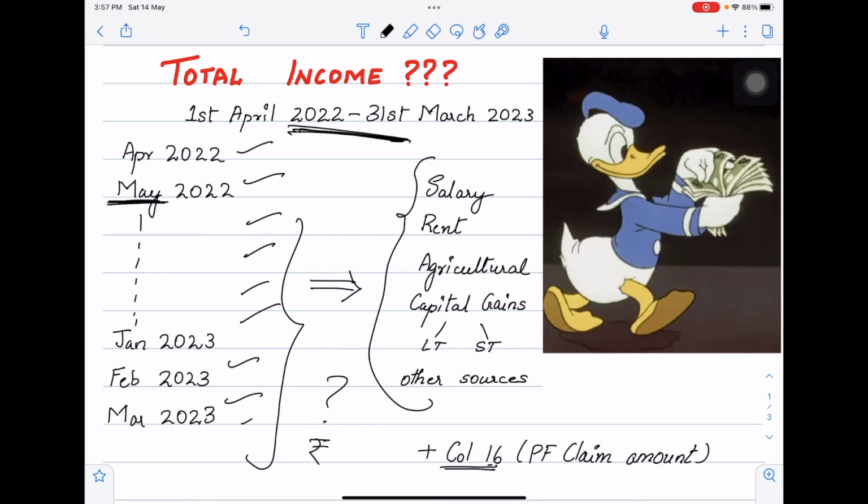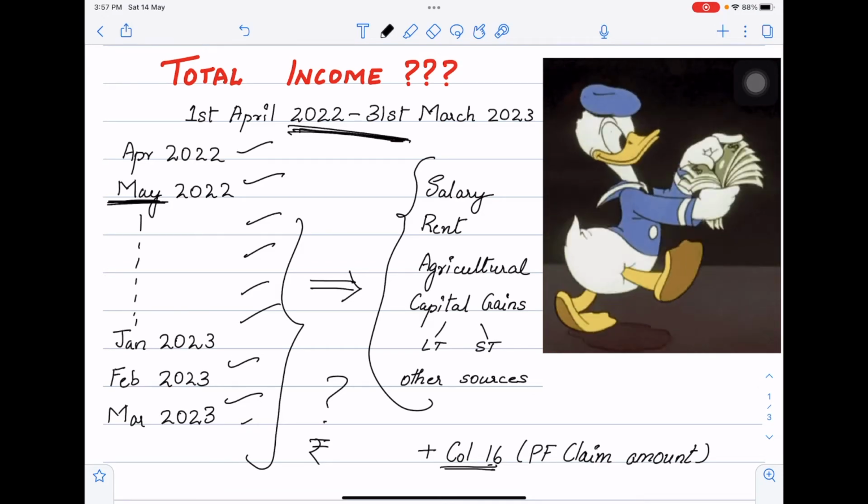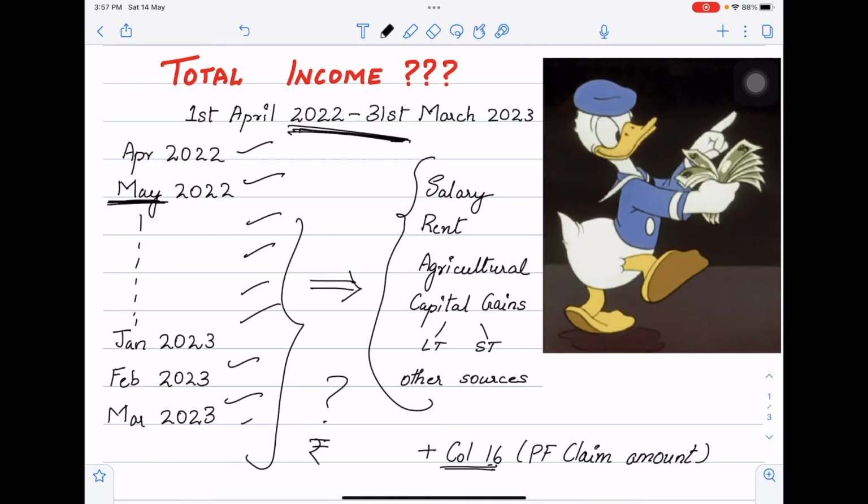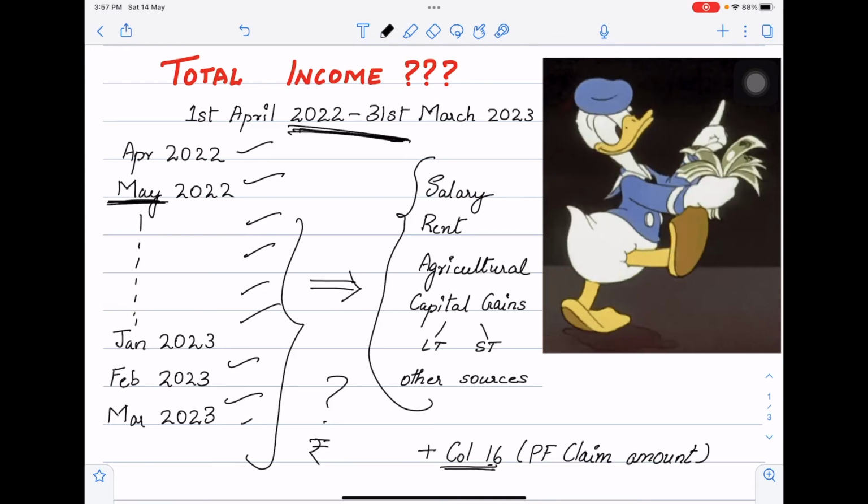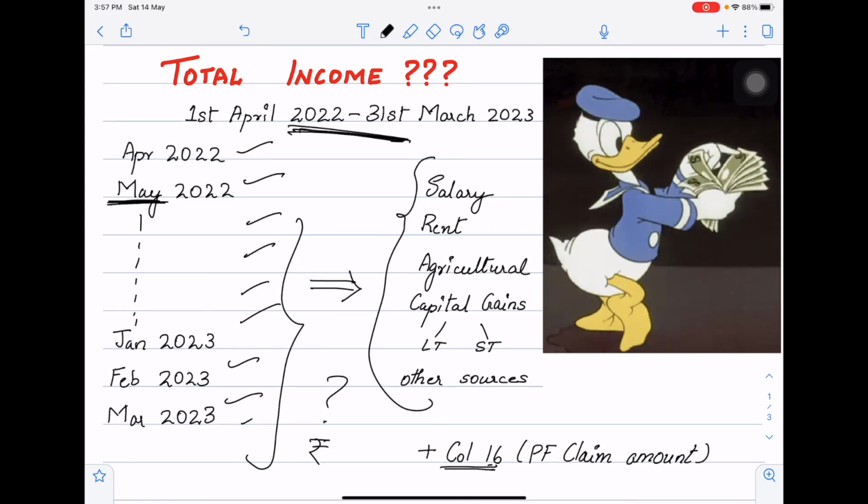Now, form 15H also has a particular component wherein you put your estimated total income. The same methodology is going to be followed there as well.